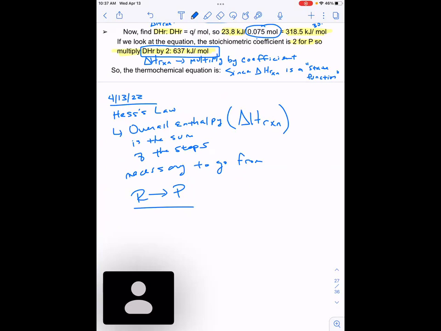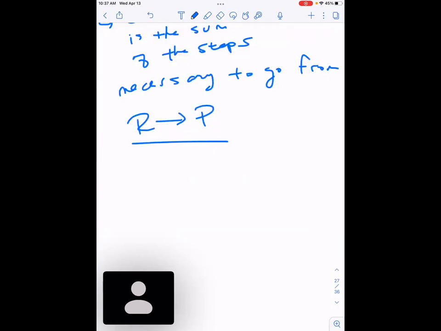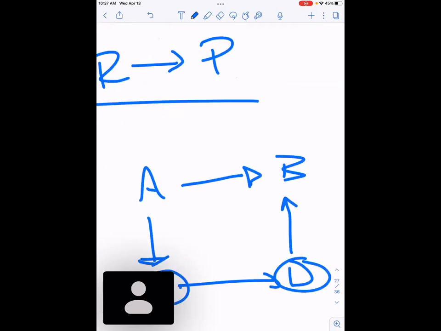Hess's Law is saying that it doesn't matter what path the reactants take to get to products. Delta H is just the sum of all the steps. So let's say you have A going to B. But A also has to go through intermediates like C and D before getting to B. And each one of those is going to have a delta H.